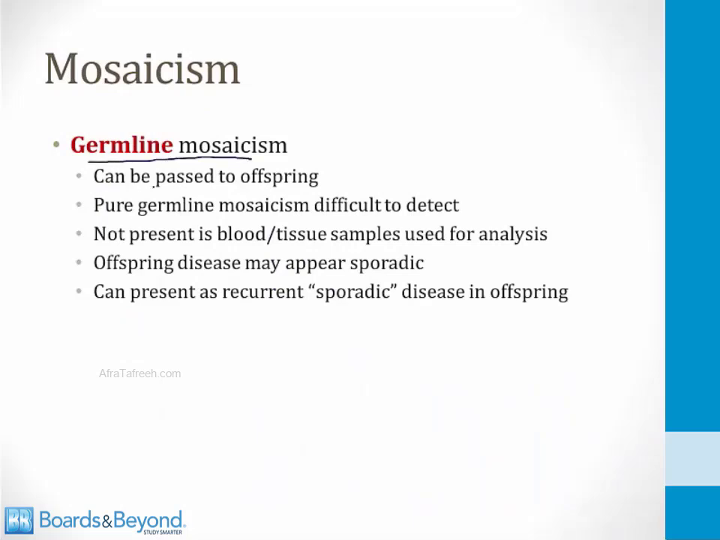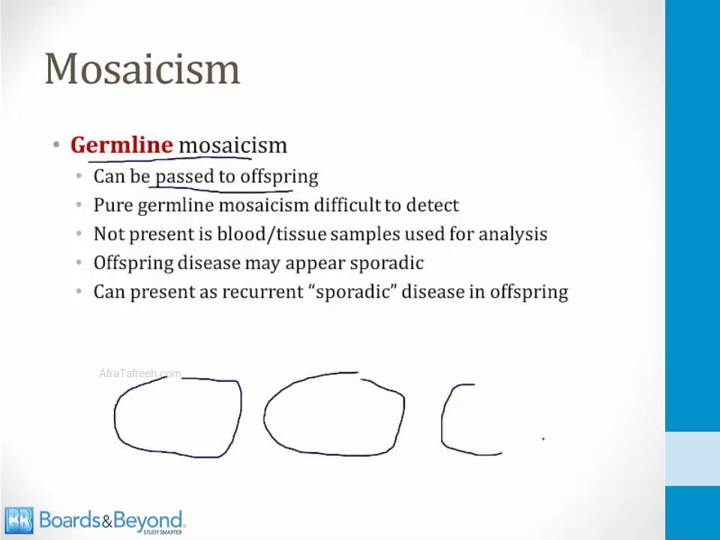Germline mosaicism can be passed on to offspring. Let's imagine that we have a parent who has three different germline cells that are producing gametes to form offspring, and let's imagine that one of those germline cells develops a mutation. This is an example of germline mosaicism, and any gametes formed from this mutated cell will have a mutation that can be passed on to offspring.